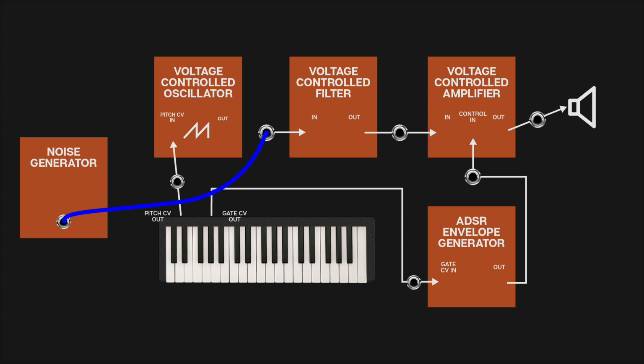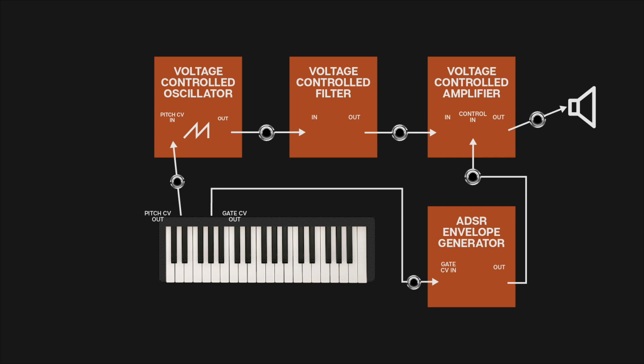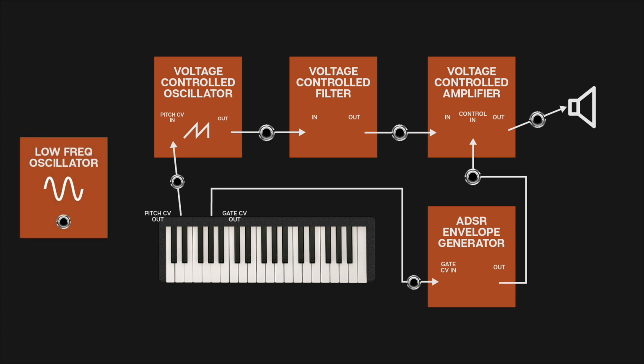This works the same way for control signals. Let's swap out our noise generator for a low-frequency oscillator. If we look at the ADSR envelope generator, you can see that its output is normalized to the VCA input. Normally this would shape the amplitude of every note that's played, like this.